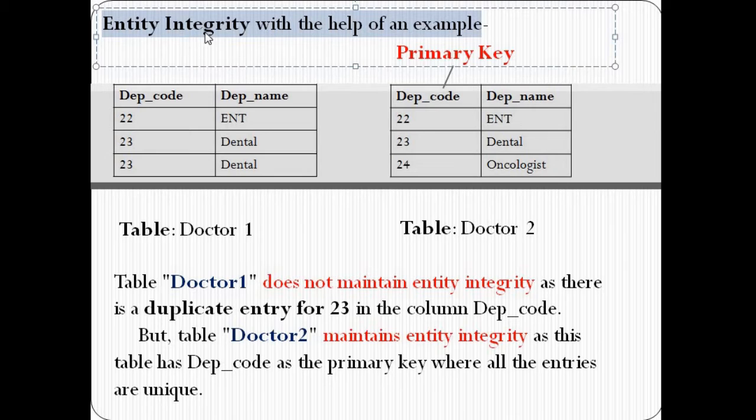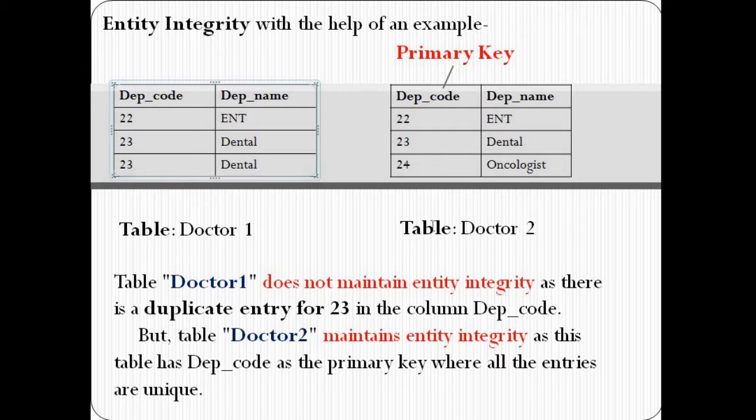Now let me explain entity integrity with the help of an example. Look at these two tables. The first table is identified by the name Dr. 1 and the second table is identified by the name Dr. 2. If you see the first table Dr. 1, two of the rows are redundant. Now please note that redundancy means duplication. These two rows are being repeated in this table Dr. 1. So we can now say that the table Dr. 1 consists of redundant rows or duplicate rows.